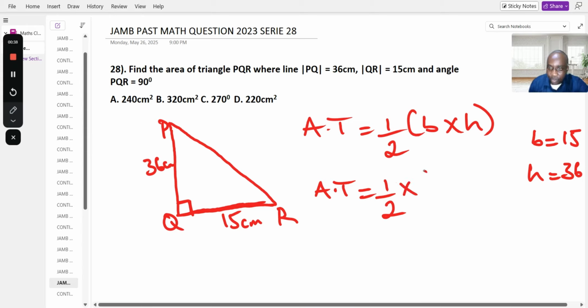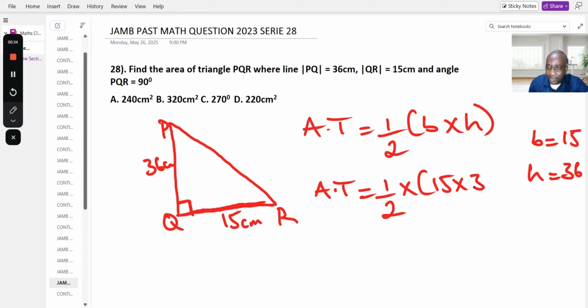Therefore, our base is what? 15 multiplied by 36. We can divide this one by 36. Wherever you see multiplication, you are good to go to divide. 2 here 1. How many 2 can we see in 3? 1. Remainder 1, making 16. How many 2 can we see in 16? That's 8. Our final answer will be area of triangle is 15 multiplied by 18.